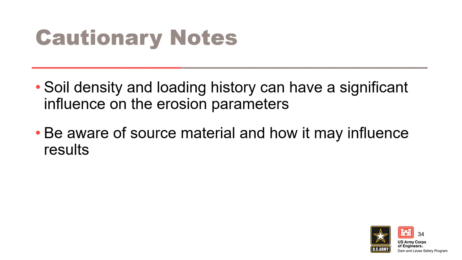Part of the reason for that broad range is because of the various factors that can influence the soil erodibility. As mentioned previously, the soil density and loading history can have a significant influence on those erosion parameters. For these reasons, it's important to be cognizant of the source information of the data sets that regressions are developed from. For example, USDA's jet erosion test data sets are often obtained from natural stream banks due to the problems of interest that they're engaged in. It's easy to see that those may correspond to loose and soft materials because they're just natural soil deposits.